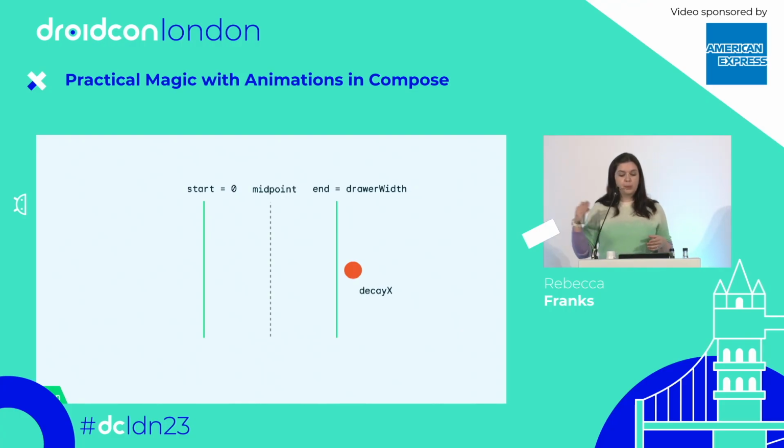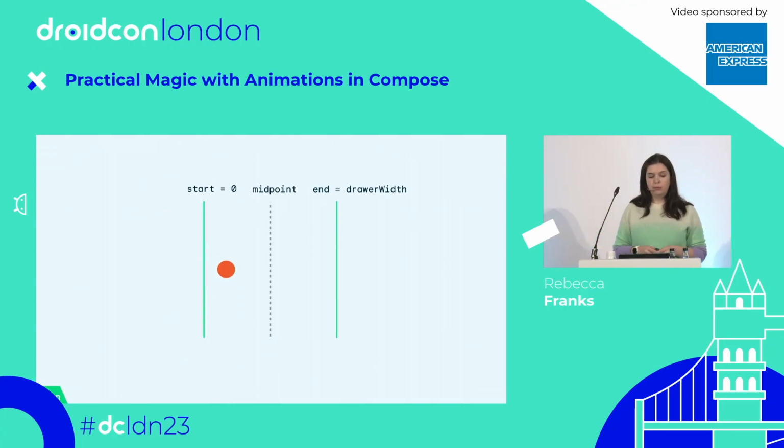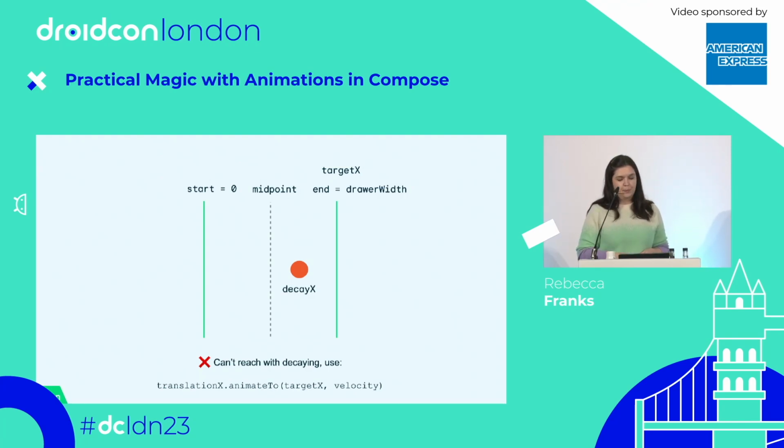If it reaches past the midpoint, we know we are targeting the draw width as the final destination. In this case, the decayX ends up past the draw width, so we can naturally reach this destination using a decay. We can then call animateDecay in this case. If we can't naturally reach this target, say in this example, if we naturally decayed, we'd just end up slightly past the midway of the screen. In this case, we want to call animateTo with our current velocity. And what this will do is it'll take care of increasing the velocity and decreasing it as a natural stop.